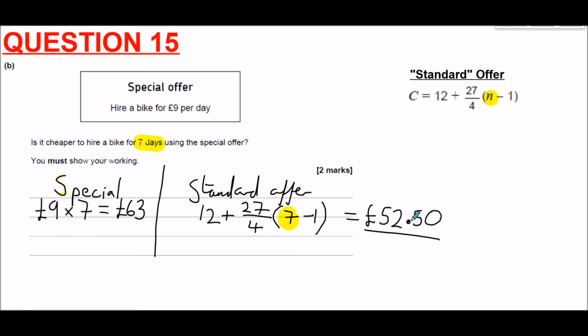So in this case, it's not cheaper to use the special offer because the standard offer is about £10 cheaper anyway. So is it cheaper to use a special offer? The final answer, based on the working, is no. It's not cheaper to use a special offer in this case.